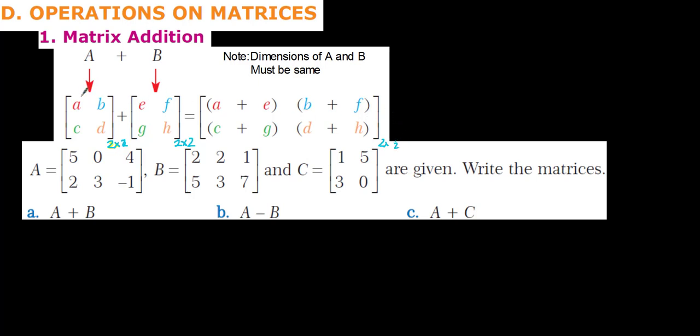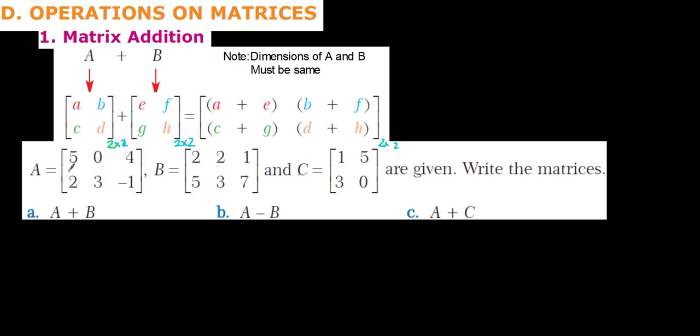And you're adding only the corresponding entries: A with E only, B with F, C with G, and D with H only in this condition. So here, as you see, we are doing the addition like this. It's very simple. We are going to try to understand it on the exercise.